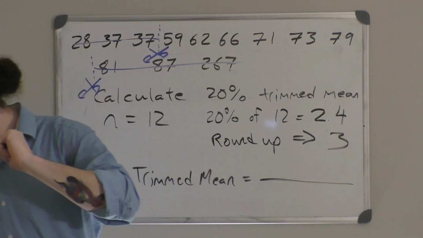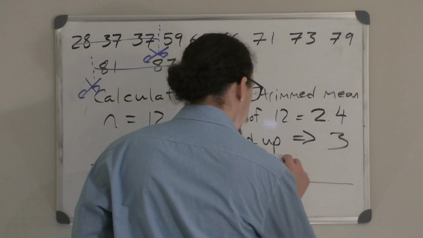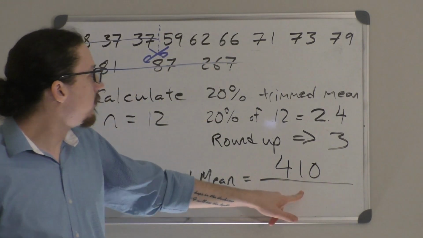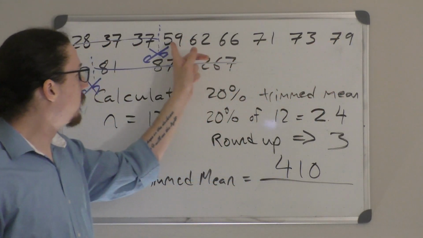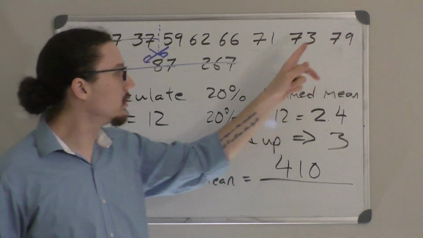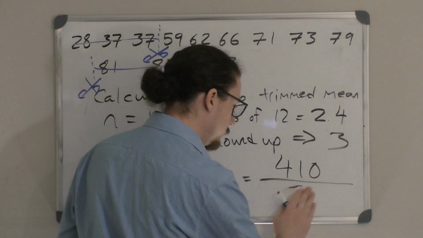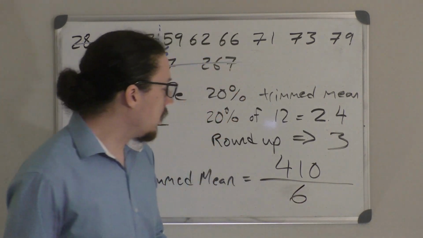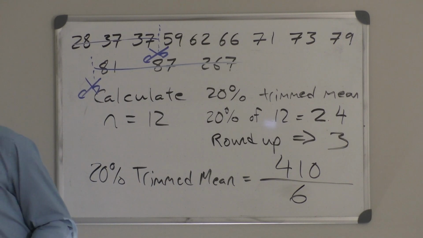So we would just add up 59, and I'm not going to do it down here just because I'm running out of space, but 59 plus 62 plus 66 plus 71 plus 73 plus 79, and that is going to give us 410, divided by the number of observations we have left, the ones that we're still using. We have 6 of those, not 12.